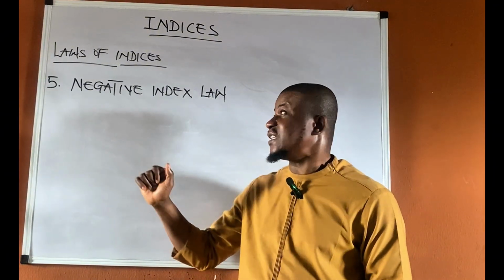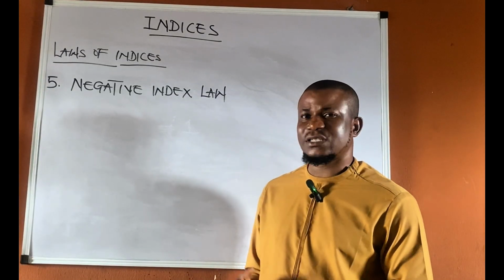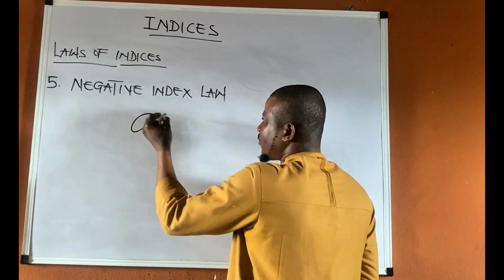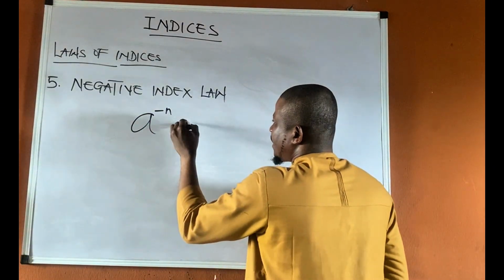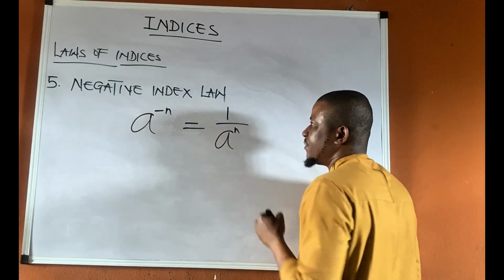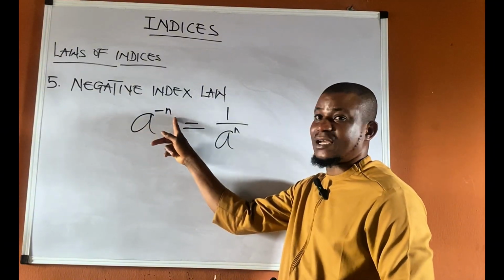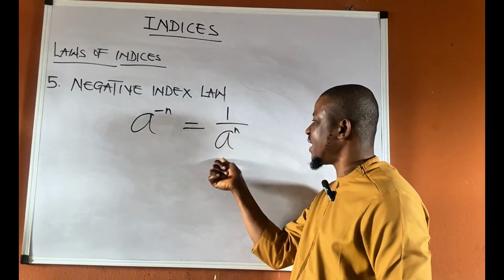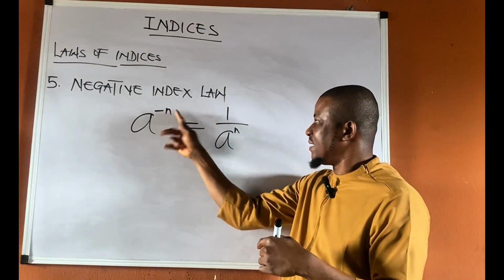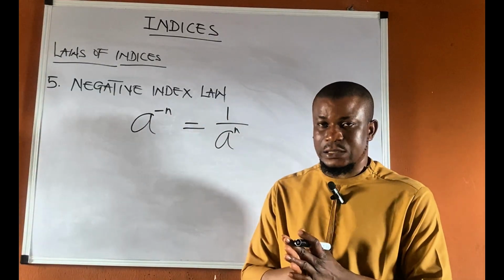Another law we want to consider is the negative index law. The negative index law says that if I have a number a raised to a negative index, minus n, it is equal to 1 over a raised to power n, a raised to that index on the positive form. This is the negative index law.